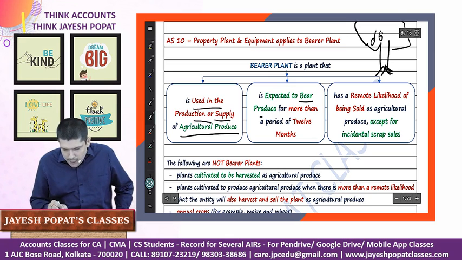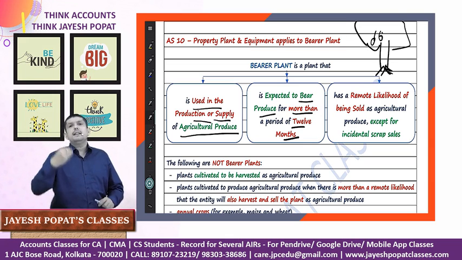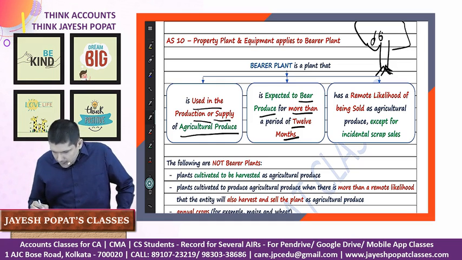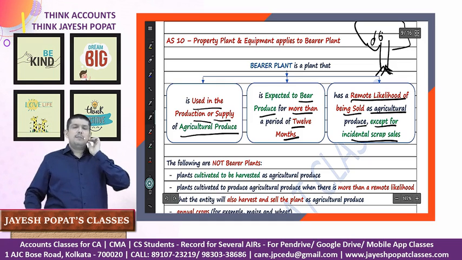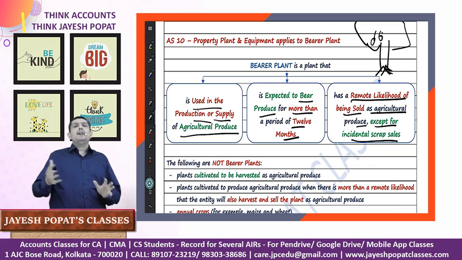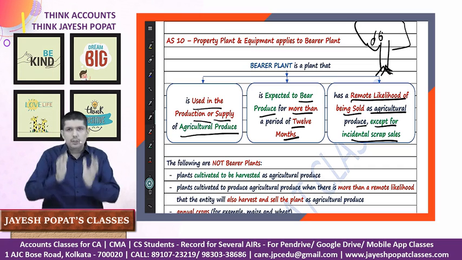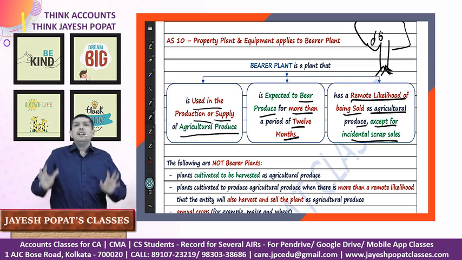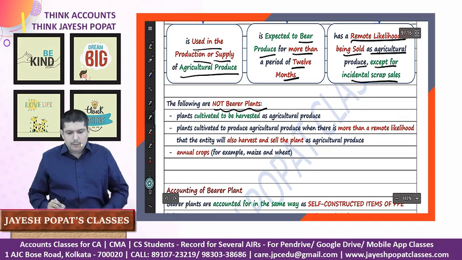It is expected to bear produce for more than a period of 12 months. So it's not that the plant will bear and it will be finished off within a period of 12 months. That's a plant which will be used for a long period of time. And there's a very remote likelihood of being sold off as agricultural produce except for incidental scraps. Maybe this mango tree grows very old and now it has stopped bearing. So maybe I'll cut off this mango tree, I'll sell off the wood and I'll plant a new mango tree. That's incidental because of usage over a period of time. My intention was never that I will plant a mango tree and then sell that mango tree off, right?